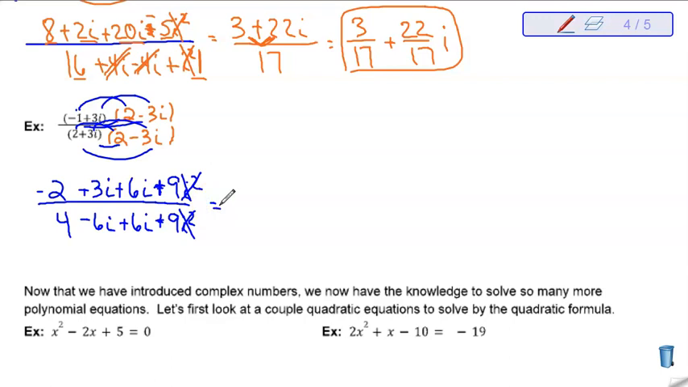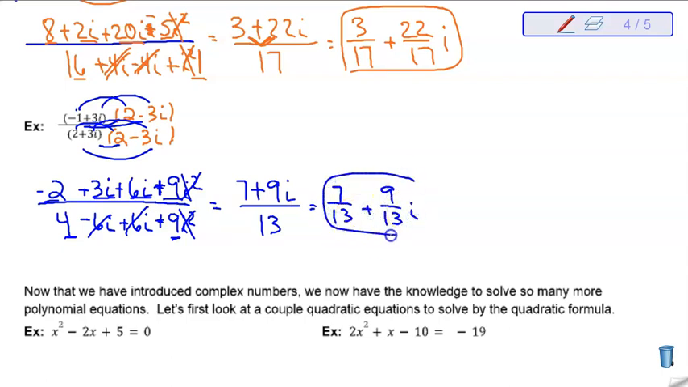Simplifying the top, a negative 2 plus 9 is a 7. Plus 3i plus 6i is a 9i. All over, these are gone, leaving me with 4 plus 9, which is 13. So again, technicalities, making sure that this is a real part: 7/13 plus 9/13 i, and that would be your final answer. Okay.